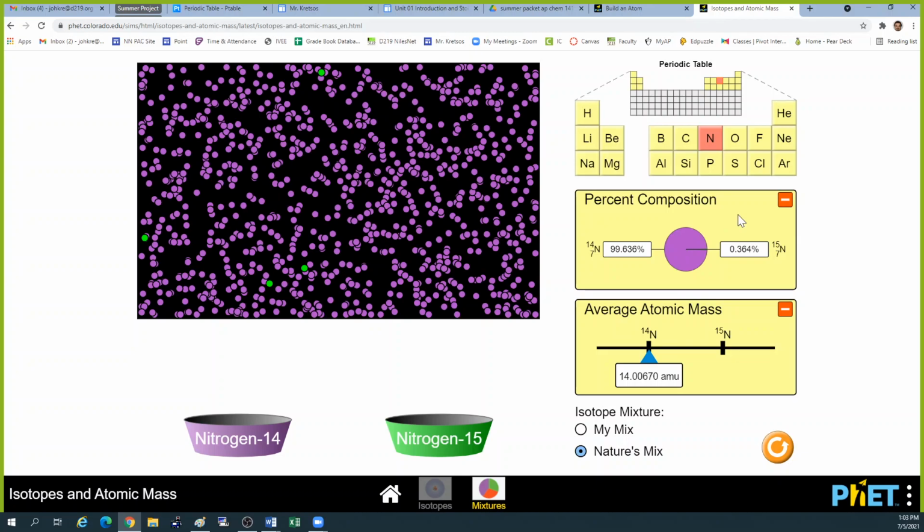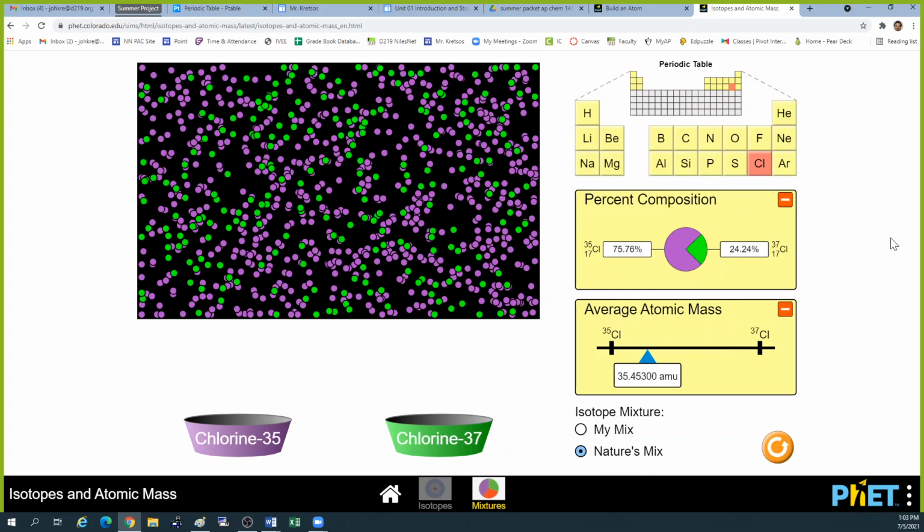Let's look at one that I think is more interesting, like chlorine. You'll notice in chlorine, we have a significantly higher number of different isotopes. It's not like 99% and 1%, right? So here we actually get an interesting situation. It turns out that the major mixture of naturally occurring chlorine atoms is about 75-25. 75% of these chlorine-35 atoms, and a little less than 25% of the chlorine-37.